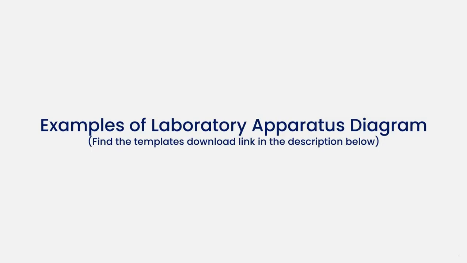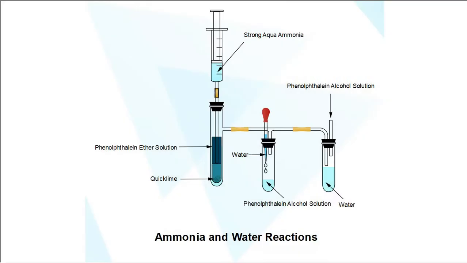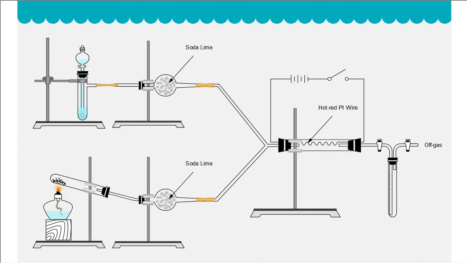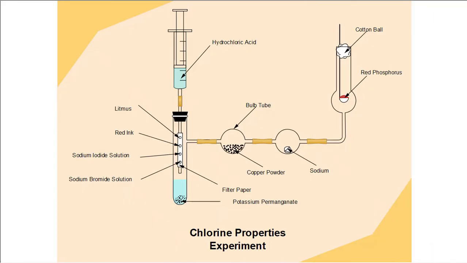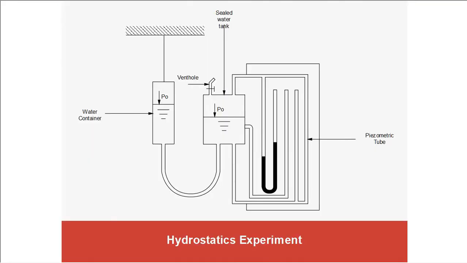Now let's see a few examples of laboratory experiment diagrams. These are ammonia and water reactions. Here's a chemical experimental facility illustration. This is a chlorine properties experiment. And lastly, hydrostatics experiments. EdrawMax has plenty of diagram examples for you to use as a resource.